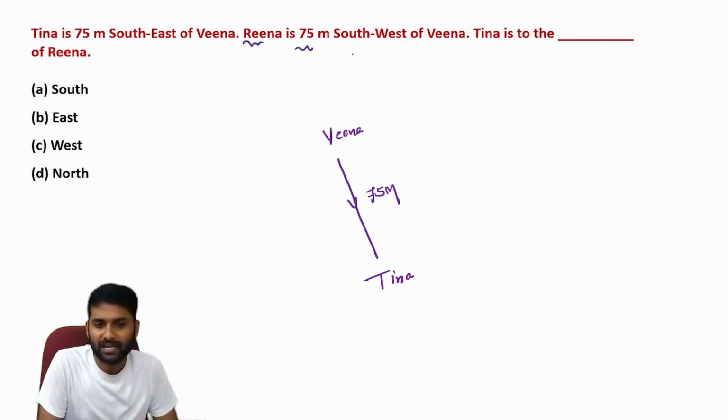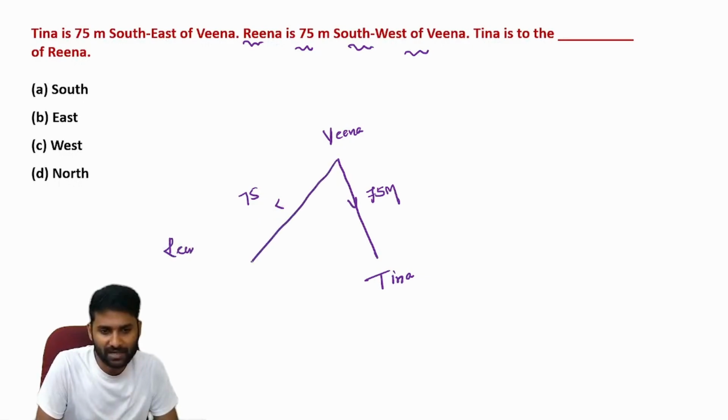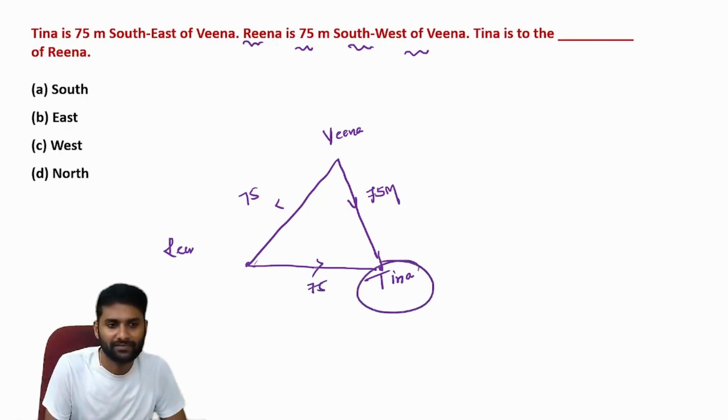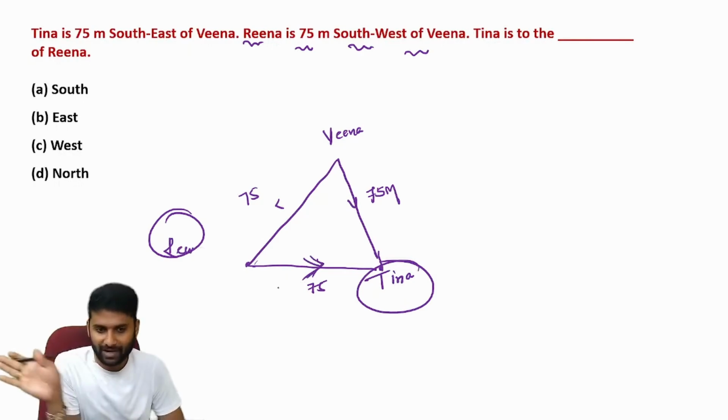Reena is 75 meters southwest of Vienna. Southwest, 75 meters. So here it's all about Reena. We can conclude that these diagonal lines are equal, which means both points lie on the same line. If we draw the lines, it looks like an equilateral triangle, so the distance is also 75. Now the question: Tina is in which direction with respect to Reena? If you observe the arrow, the arrow is moving towards our right side.